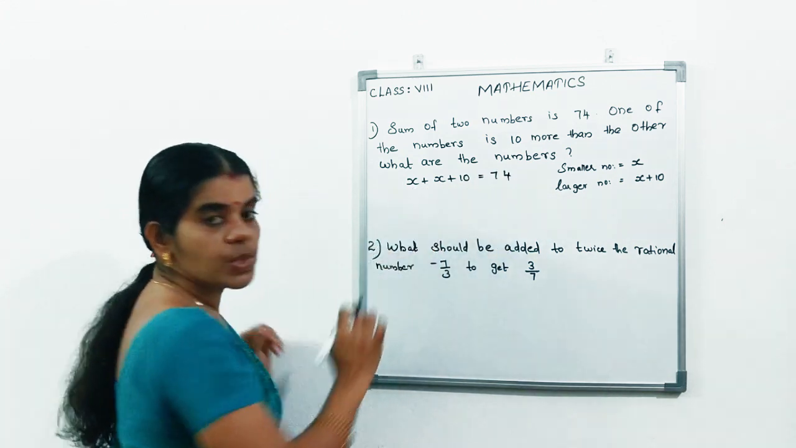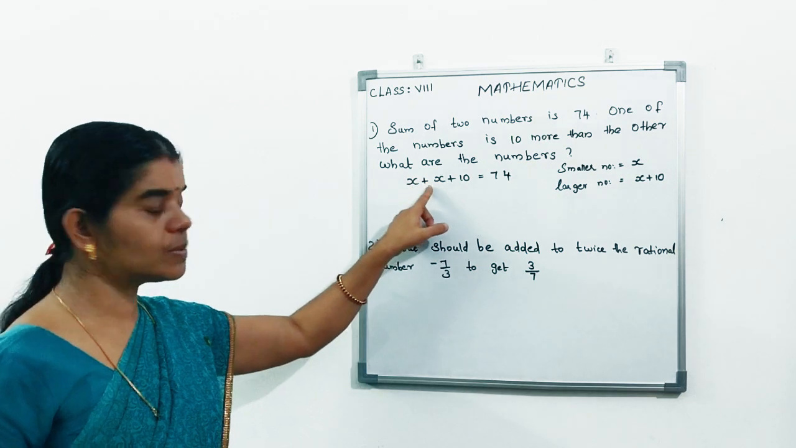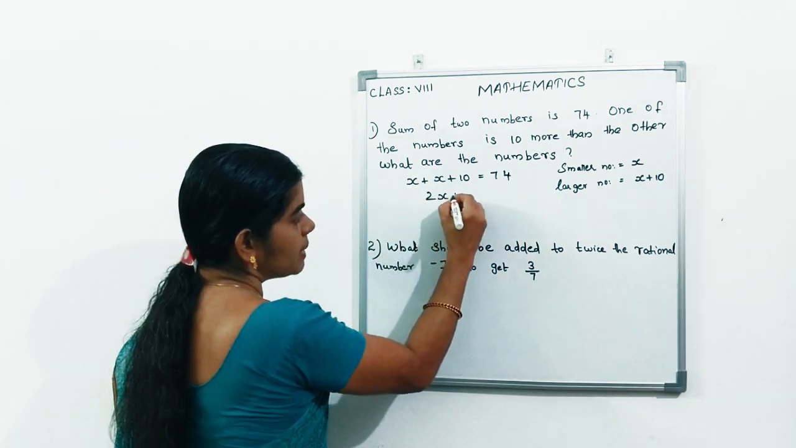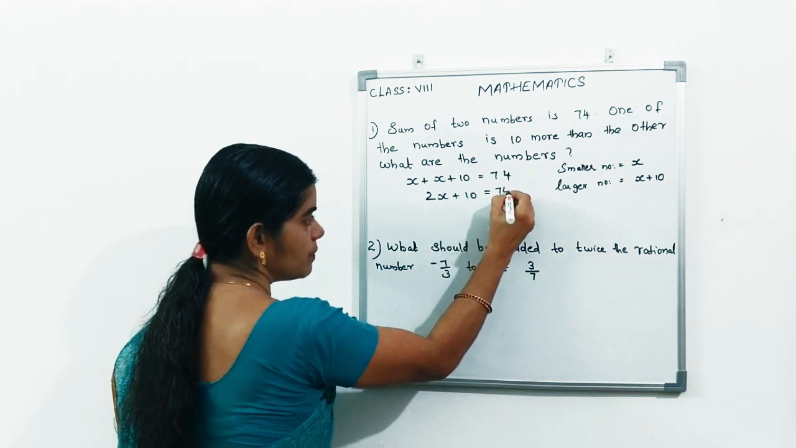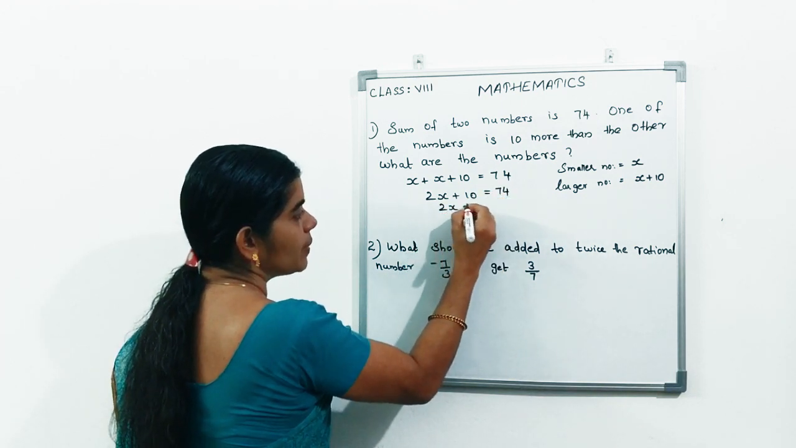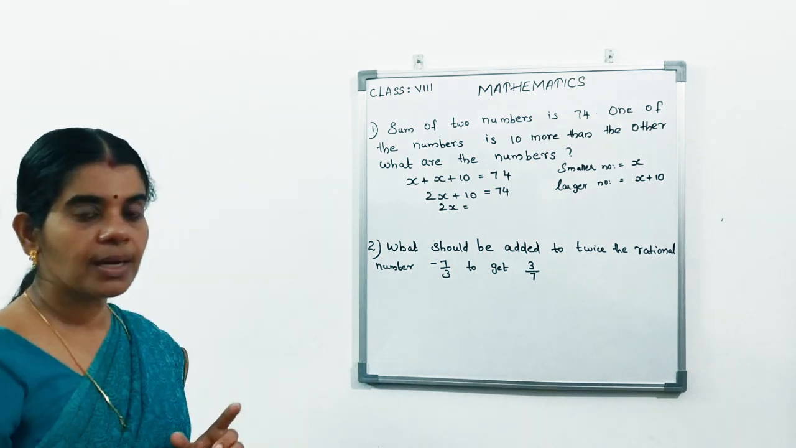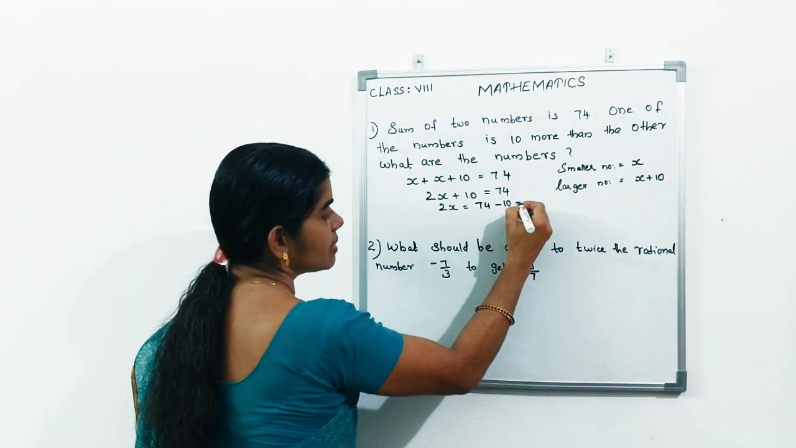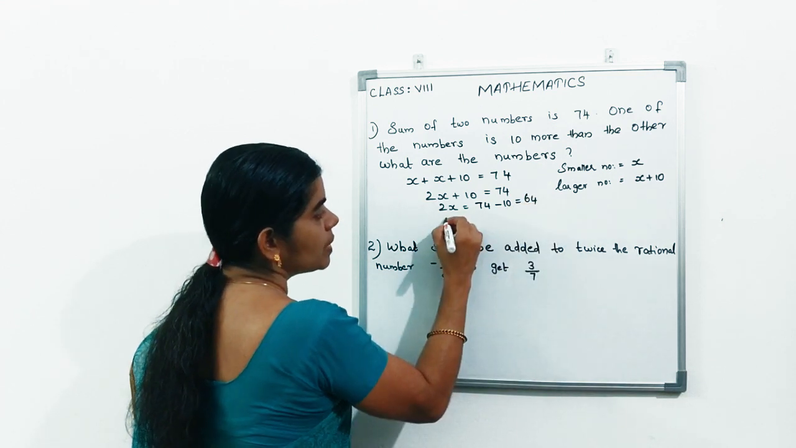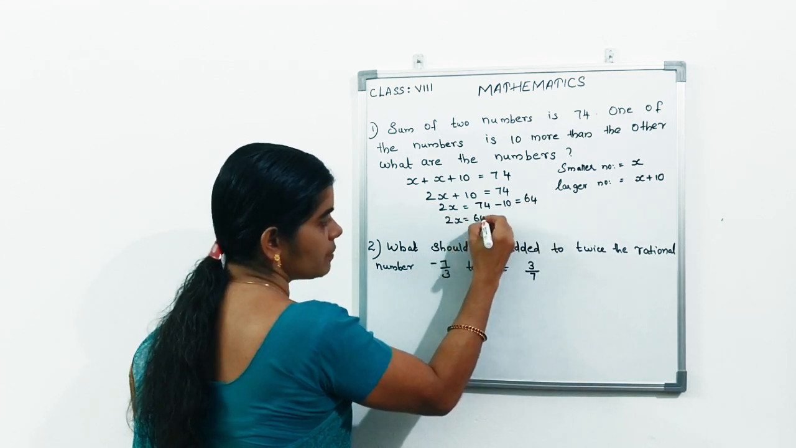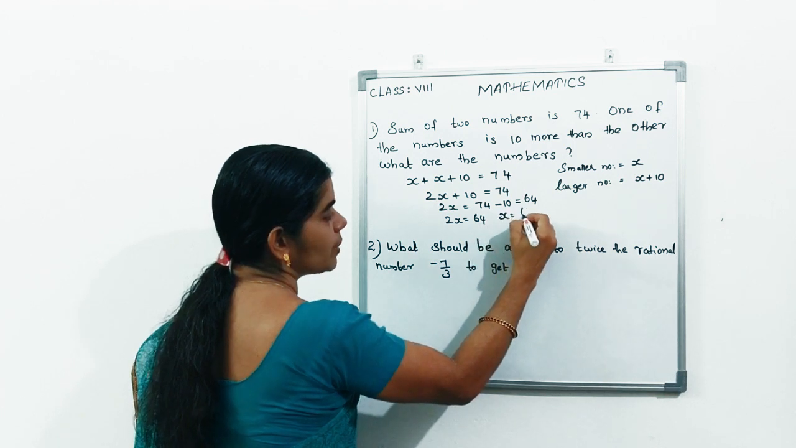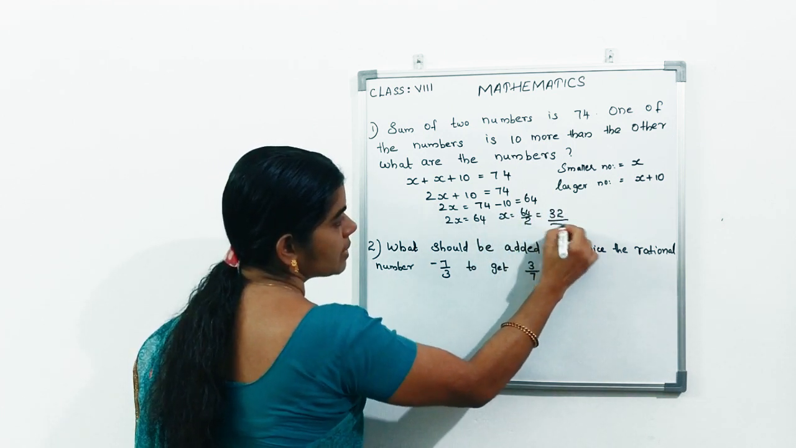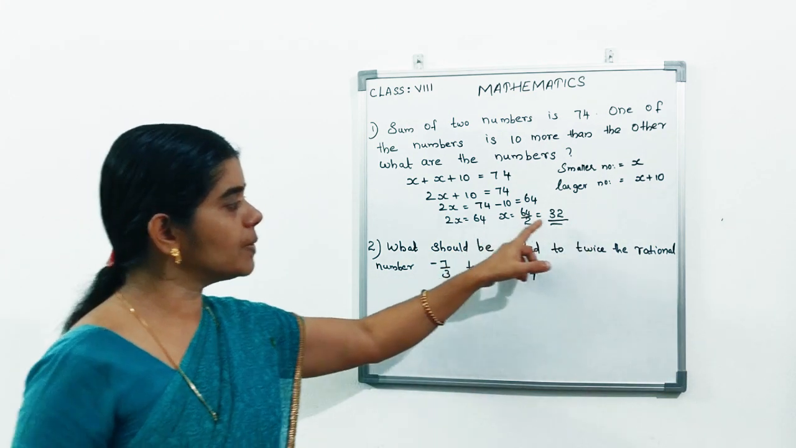If you add these two x's, this is 1x and here also 1x, therefore 2x plus 10 is equal to 74. 2x is equal to, if you take plus 10 to the right side, it becomes minus 10. 74 minus 10 is equal to 64. 2x is equal to 64. Therefore, x is equal to 64 by 2, that is 32. Then the smaller number you got is 32.